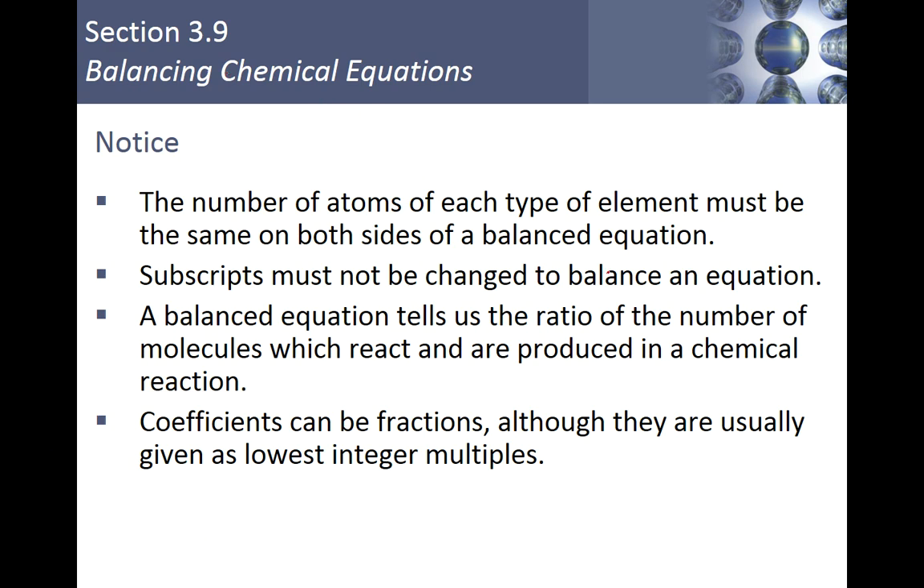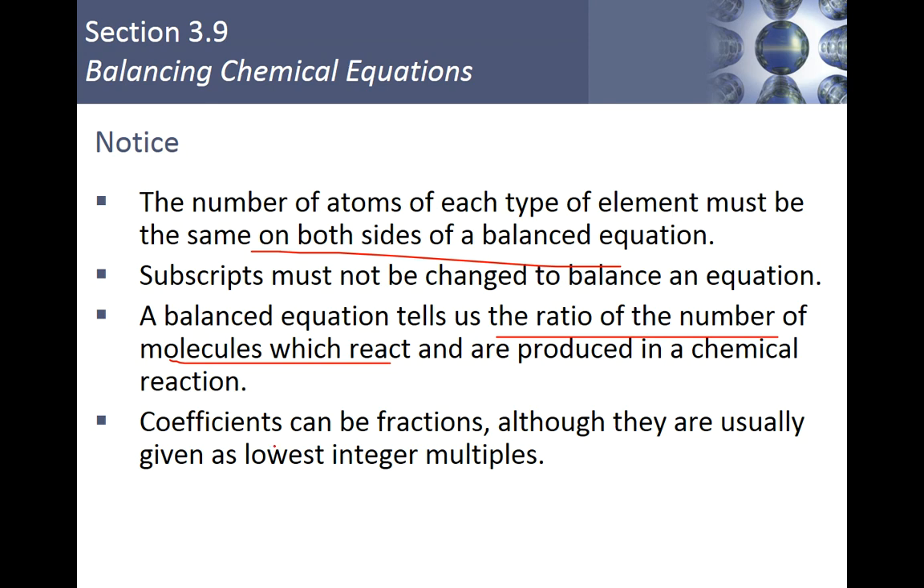So here is some extra information with regards to balancing chemical reactions. It says the number of atoms of each type of element must be the same on both sides, always. And then the subscripts can't be changed. That is really important. You also must account for all of the subscripts. The next point is that a balanced equation tells us the ratio of number of molecules which react and are produced in a chemical reaction. So we're going to get into that, I think, in the next couple of slides.